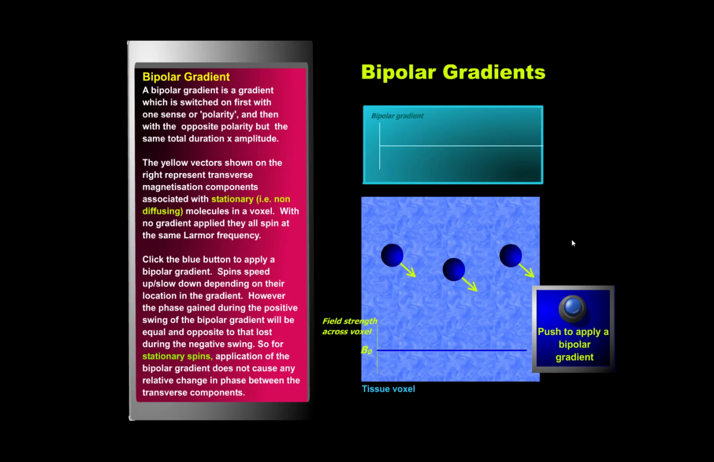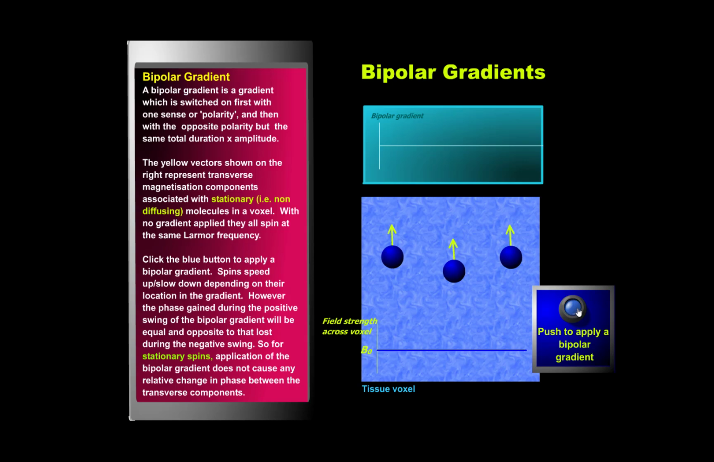So remember, what a bipolar gradient will do is change the B field here. So spins at different locations in the gradient will experience either weaker or stronger fields. So let's put on a bipolar gradient. So we switch it on. It switches on. So we've got a stronger field at one side and a weaker field at the other side, and then it reverses. Okay. So let's repeat that because it happens fairly quickly.